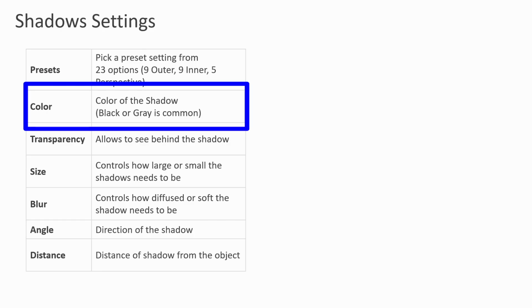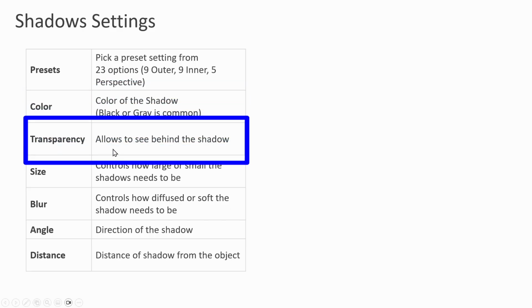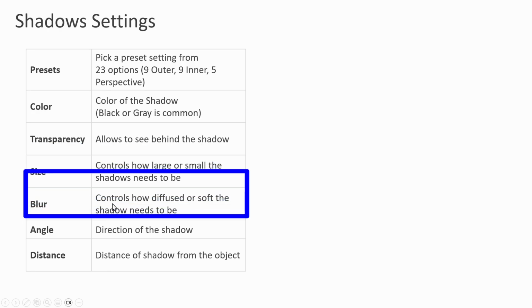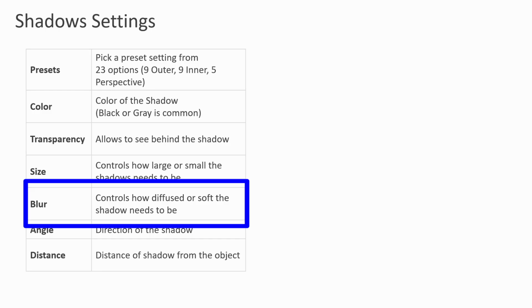Typically, black and gray tend to be common shadow colors because in reality also, all the shadows are in the shades of black. Transparency will allow you to see behind the shadows. Size lets you control how large or small your shadow needs to be. With blur, you can have soft, diffuse, or hard shadows. So if you set the blur setting to 0, you will have a hard shadow.